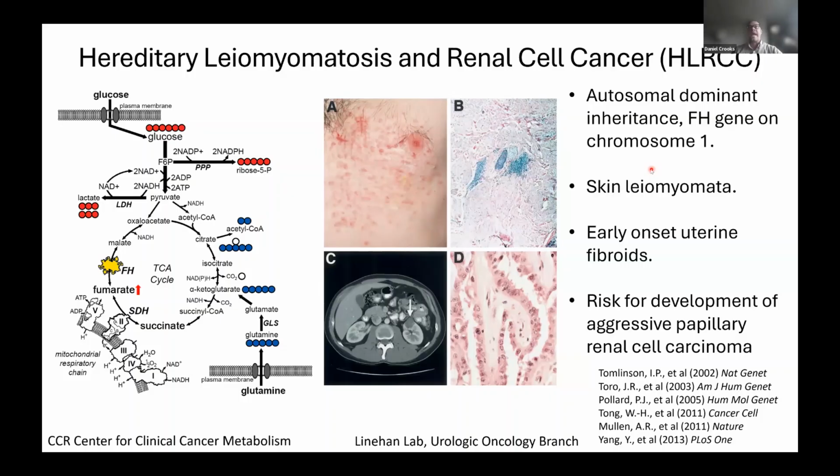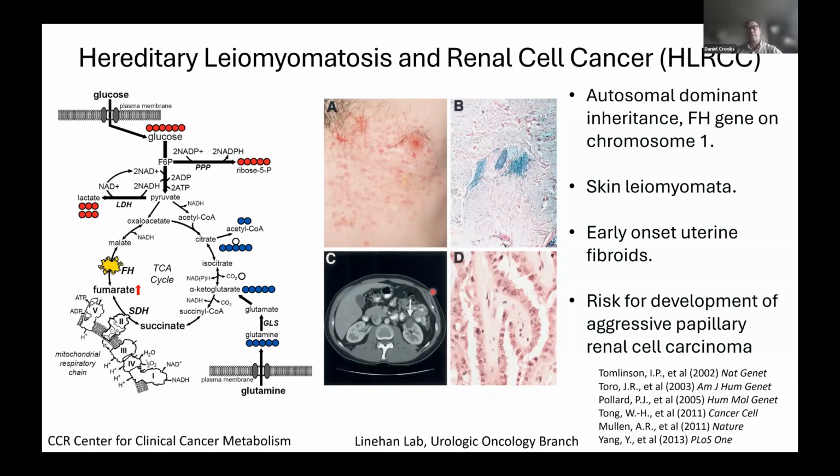The patients can get, but not all of them get, these skin leiomyomas, which are basically the erector pili muscle in the skin overgrows, and they can be painful, but not carcinogenic per se. Women in these families are at risk for development of uterine fibroids. Again, that's a proliferation of smooth muscle, and it's associated with the syndrome.